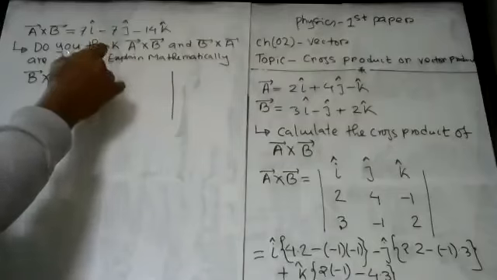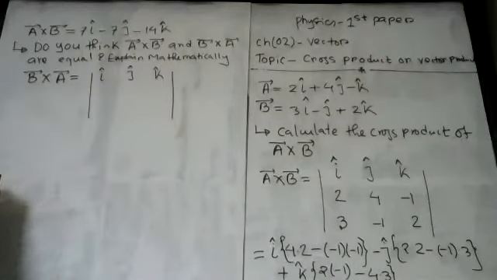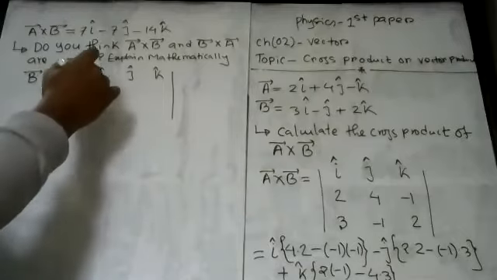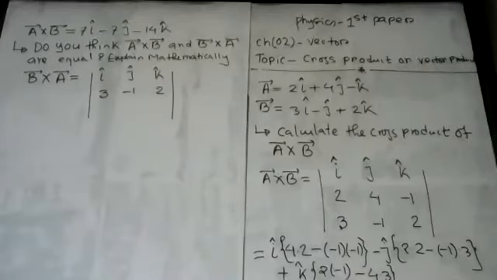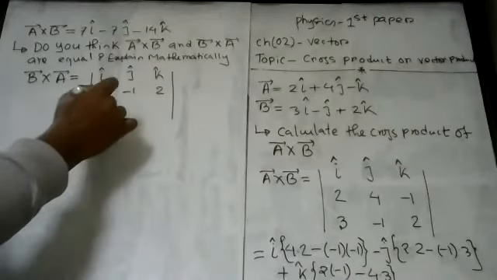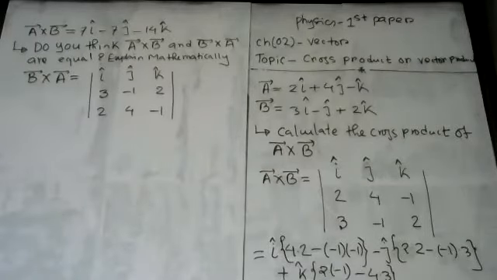This is the determinant: i hat, j hat, k hat. The first vector is vector B: this is 3, this is minus 1, this is 2. The second vector is vector A: this is 2, this is 4, this is minus 1. So this is the determinant of vector B cross vector A. Now solve this determinant.